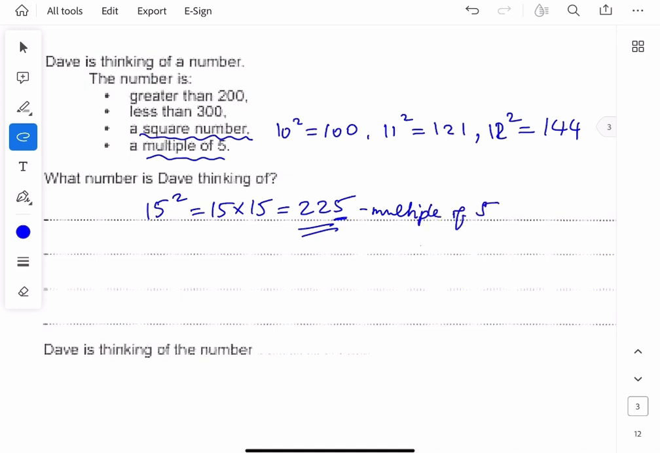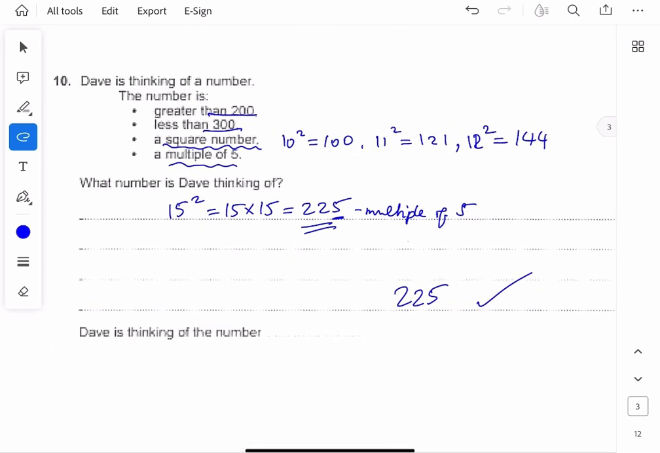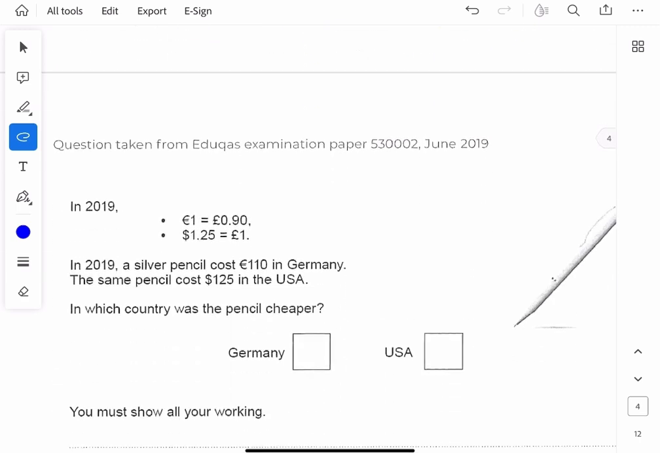I think some of you put 250 here, so that is not suitable because it's not a square number. 25 is, but not 250. Okay, so well done if you got this right.